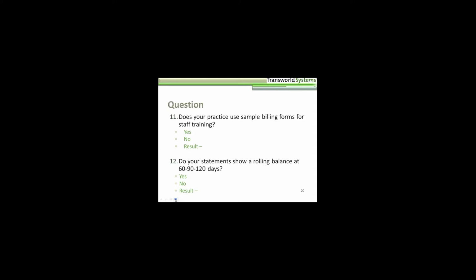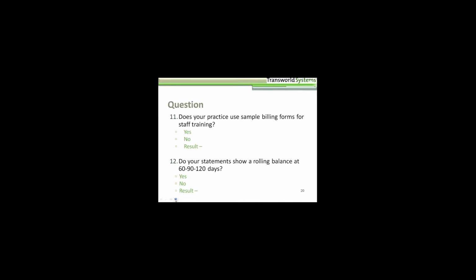Questions 11 and 12. Question 12 actually is a polling question. Question 11 is, does your practice use sample billing forms for staff training? And then question 12, Kathy, if you want to pull up that poll, is do your statements show a rolling balance at 60, 90, and 120 days? And your answers there are yes or no.